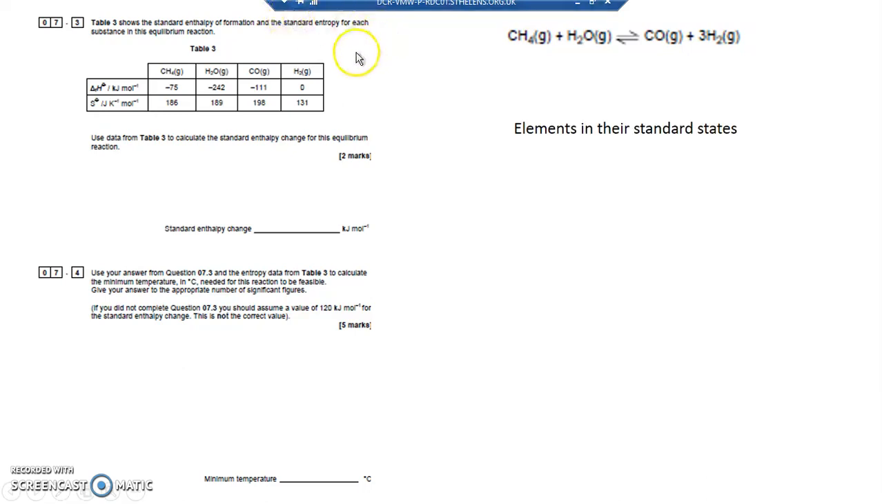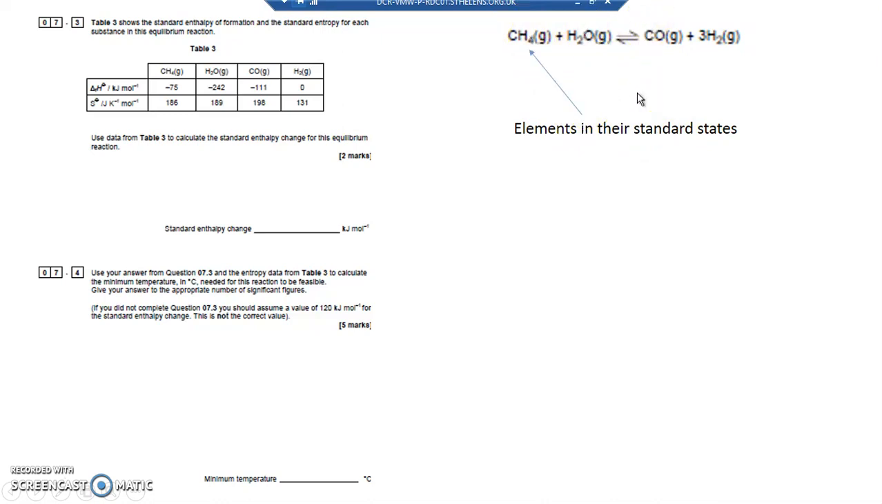My elements in their standard states are as you'd find them in the lab, so carbon as a solid, hydrogen as a gas, oxygen as a gas. And I've got the reactions here. Enthalpies of formation are enthalpy changes when you convert elements from their standard states, as you normally find them in the lab, into each of these substances.